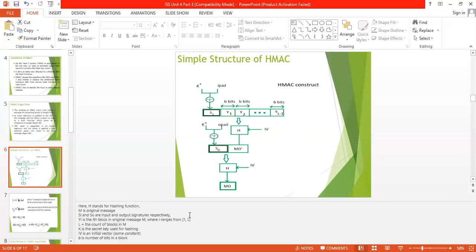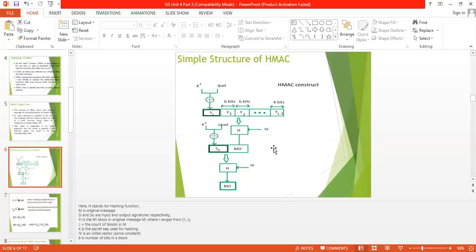So basically this is the hash function. M in this case is the original message. SI and SO are the input and the output of the signature. Y of I is the ith block in the original message M, where the range is from 1 to L. L is the count of blocks in M, K is the secret key used for hashing, and IV is the initial vector. There is some constant, and B is the number of bits in the block. So this is the simple HMAC structure, or HMAC construct.